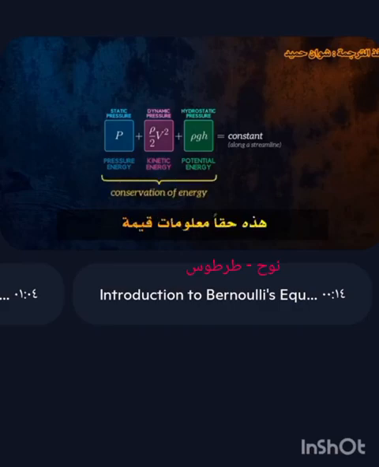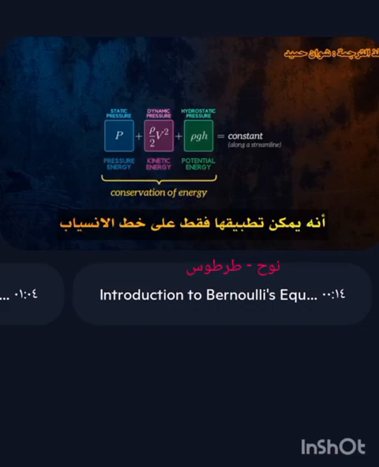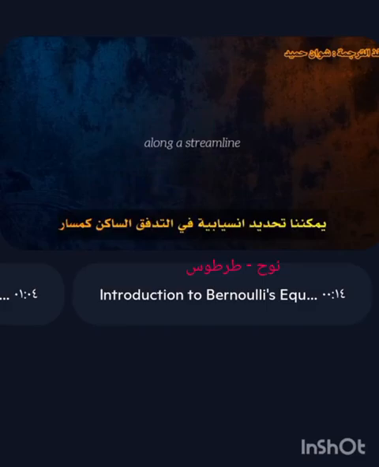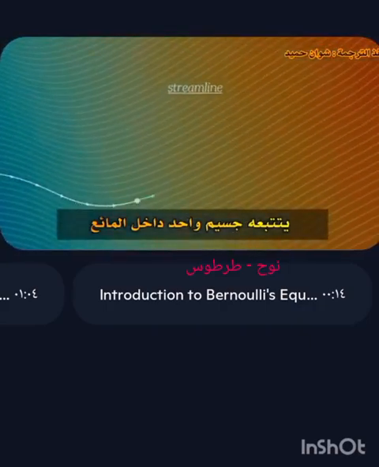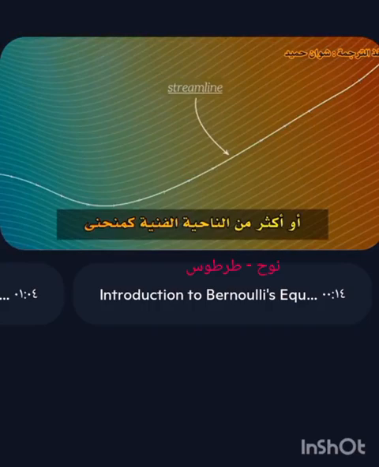This is really valuable information that can help us analyze a whole range of fluid flow problems. The equation does have a few limitations, which I'll cover later on in the video. But for now, the important thing to note is that it can only be applied along a streamline. We can define a streamline in steady flow as the path traced by a single particle within the fluid, or more technically, as a curve that at all points is tangent to the particle velocity vector.